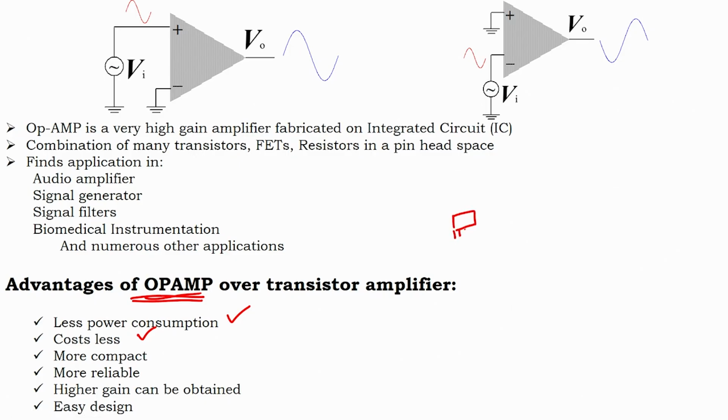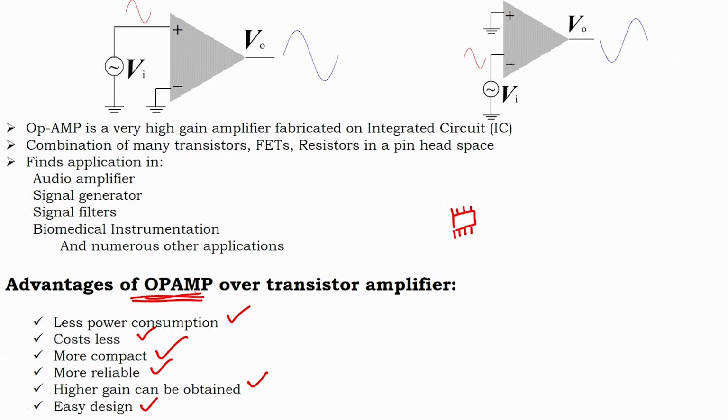right. If you have an IC, then what you will see is it is very small, tiny, and that is why it is more compact, reliable, it is more reliable, right. Finally, higher gain can be obtained and design is extremely simple.